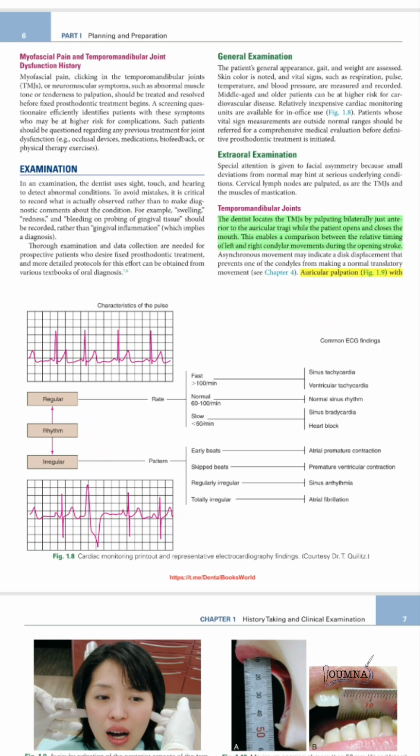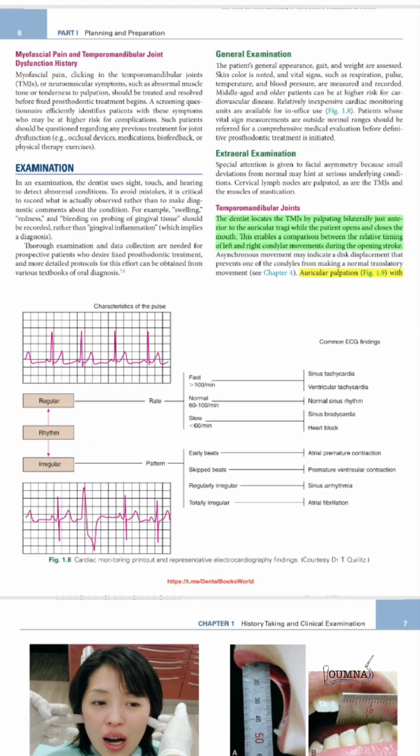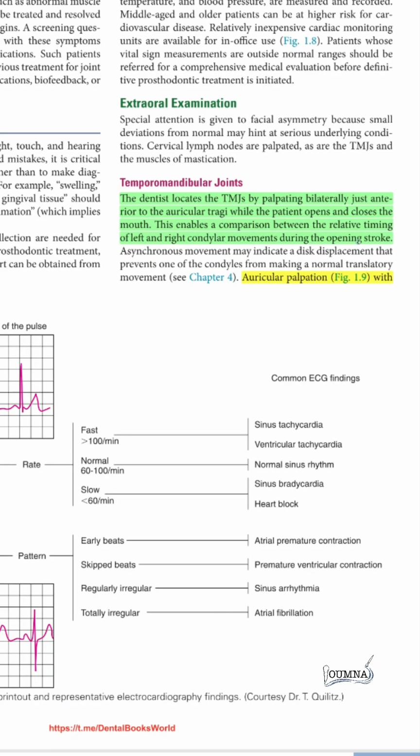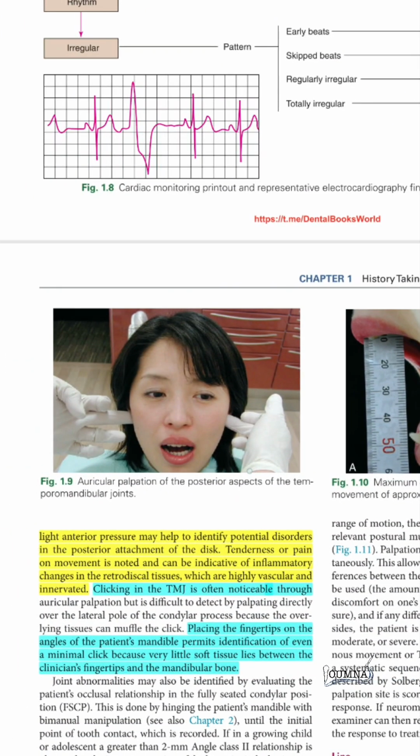prosthodontic procedure. For the temporomandibular joint, we palpate it bilaterally by putting the middle finger anterior to the auricular tragus while the patient opens and closes their mouth, so we can make a comparison between the timing of the left and right.